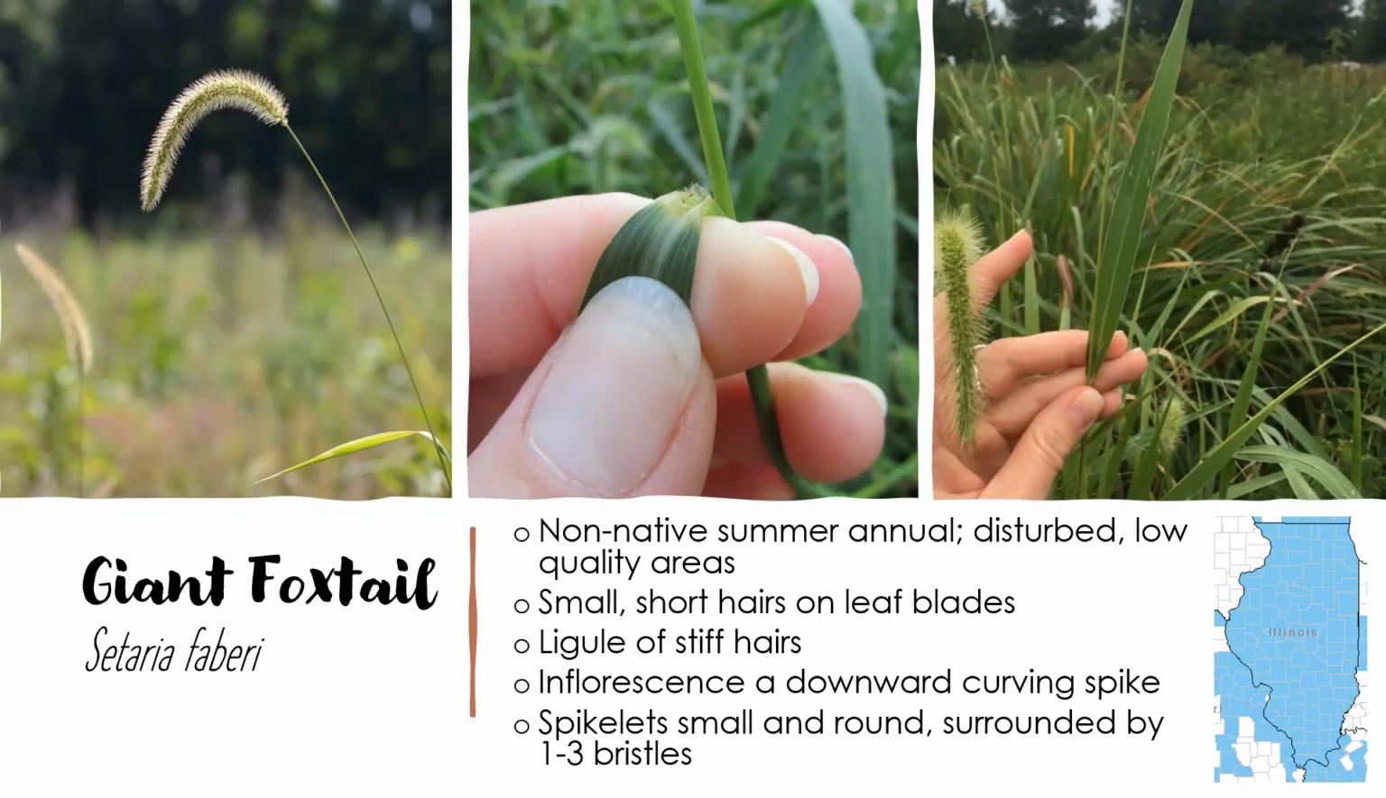This one can have short, small, stiff hairs on the leaf blades, and then its ligule is also made up of stiff hairs. Okay, the inflorescence in general is going to be a spike, but it's going to curve downward. Okay, so that curving downward is important to distinguish it from other foxtails. And then the spikelets are small and round, and they are surrounded by 1 to 3 bristles individually. So you can see all of those bristles held together. But if you were to just pinch off a section of those spikelets, hold them in your hand and look at an individual spikelet, you could count that there are 1 to 3 bristles around each spikelet.